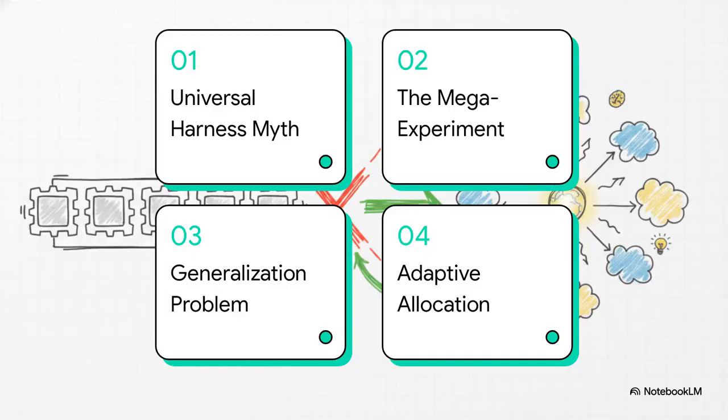We've got a quick 4-part roadmap today. First, the universal harness myth. Second, unpacking the mega experiment. Third, the generalization problem. And finally, the adaptive allocation solution.